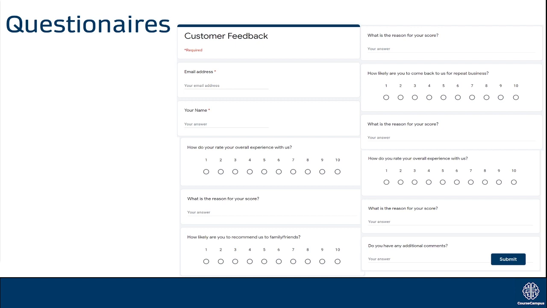So let's look at questionnaires specifically now. What we've got here is an example of a typical customer feedback questionnaire. They will usually record the customer's name and their details just to identify who it was that completed this, although some feedback questionnaires can be anonymous, particularly for education.